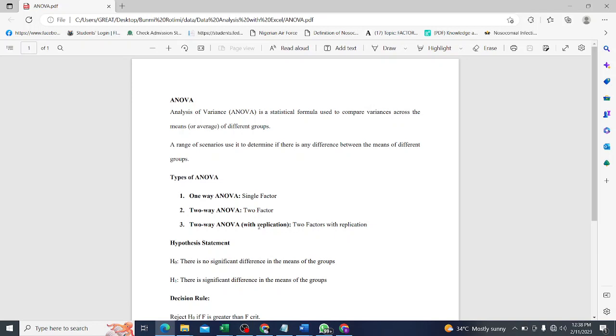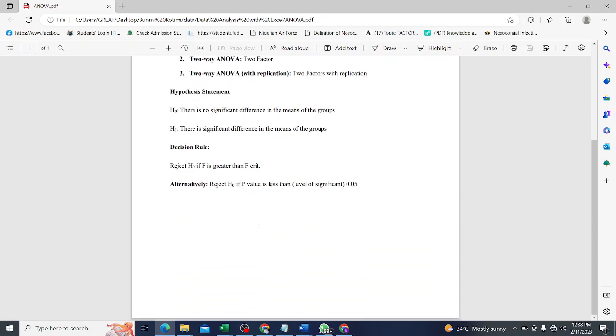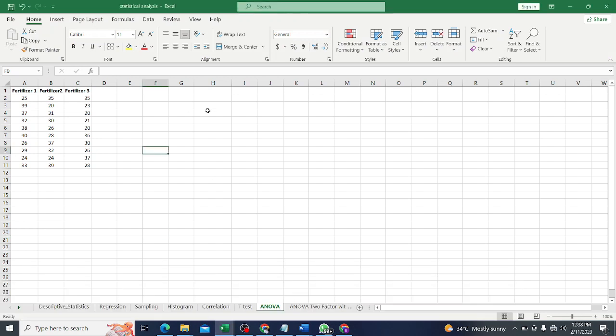Now, the hypothesis statement is: there's no significant difference in the means of the groups. That is the null hypothesis. And then the alternative hypothesis is there's a significant difference in the means of the groups, just like the way we had it when we looked at the t-test. If you have not watched my video on the t-test, please go back and watch it. Now, here we have the decision rule, and the decision rule says reject H naught if F is greater than F critical. We're still going to come back to this, and then the alternative decision rule. But before we discuss this, let's just run analysis of variance in Excel and examine the results.